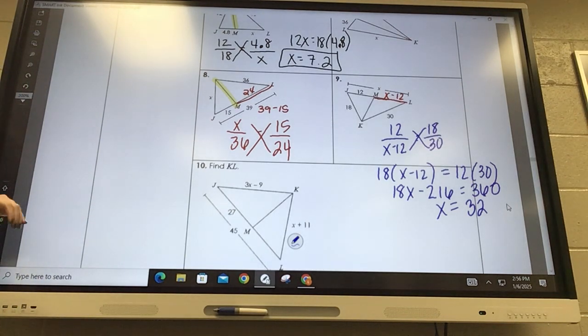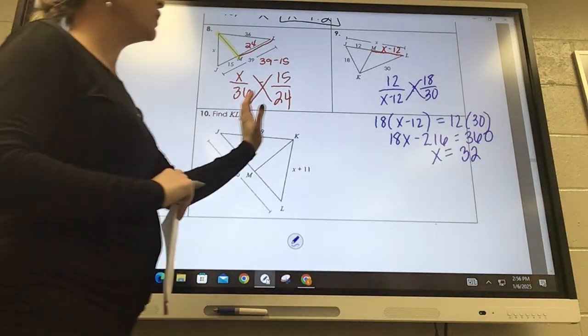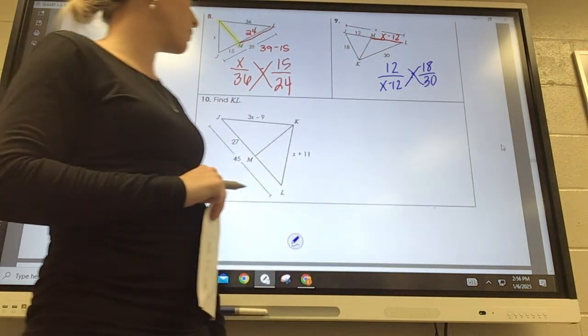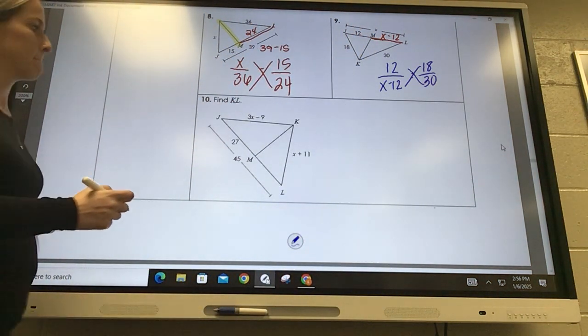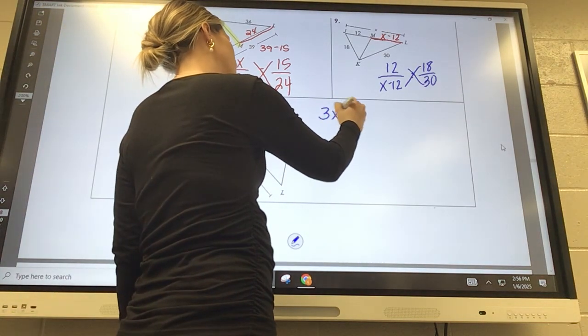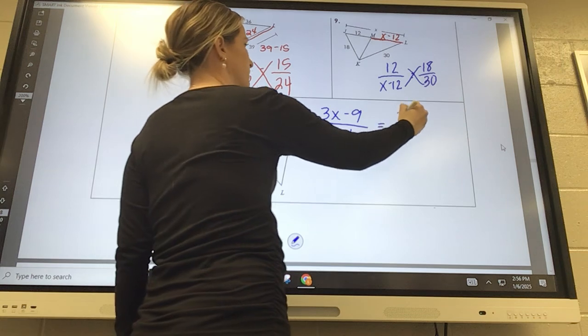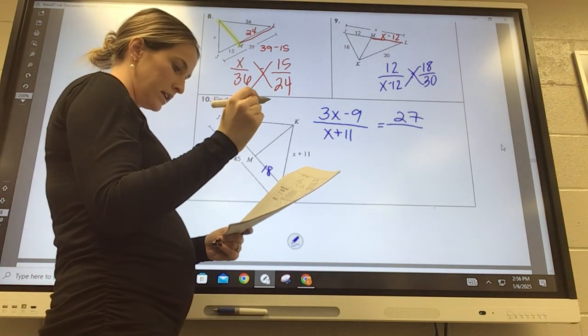Last one? Okay. So, I'll let you guys kind of take the lead on this one. Who can set up a proportion that would work for me? You can set it up however you want to set it up. Carly? 3x minus 9 over x plus 11 equals 27 over 18. Okay, let me double check the 18.